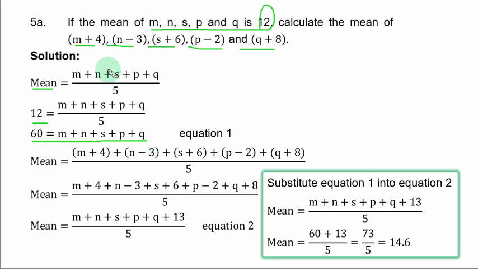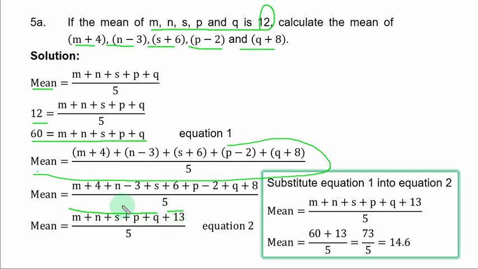Then you are asked to find the mean of m plus 4, n minus 3, s plus 6, p minus 2 and q plus 8. So the mean is simply adding them together and you divide by 5. There are also 5 observations and that is what you have here. So let's open the bracket. Open the bracket, you have the mean equal to m plus 4 plus n minus 3 plus s plus 6 plus p minus 2 plus q plus 8. So all the letters together, you have it in this form. If you add all the numbers, you have plus 13.